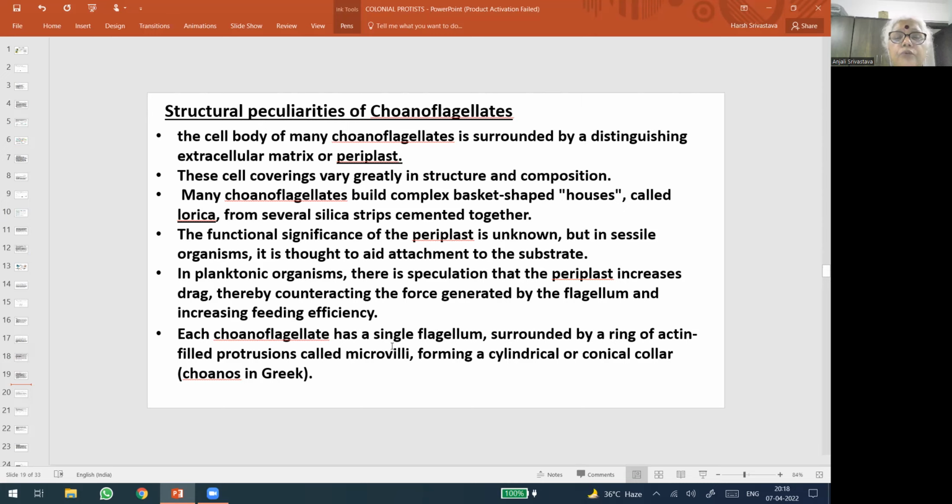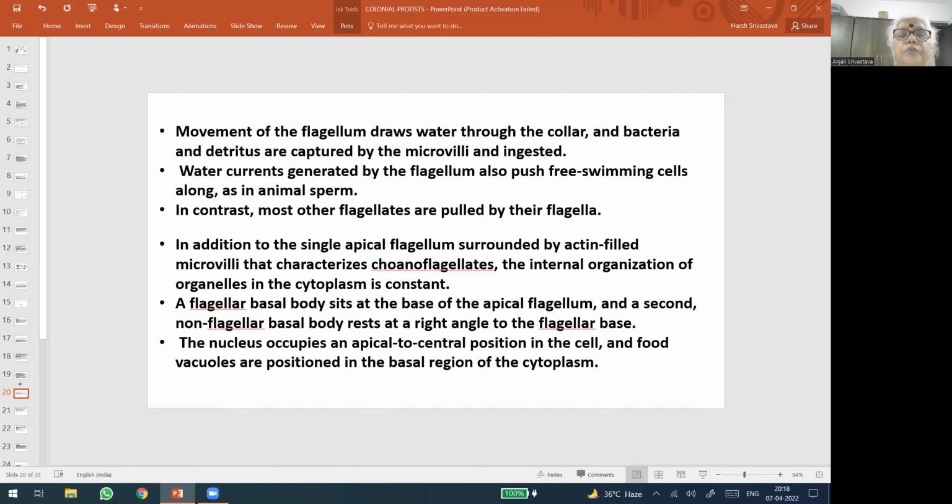Then each choanoflagellate has a single flagellum, which we have already seen. The movement of the flagellum draws water through the collar, and bacteria and detritus are captured. The water current generated by the flagellum pushes free swimming cells along, as in animal sperm. Animal sperm की तरह ये discharge में भी help करते हैं. Most other flagellates are pulled by their flagella.